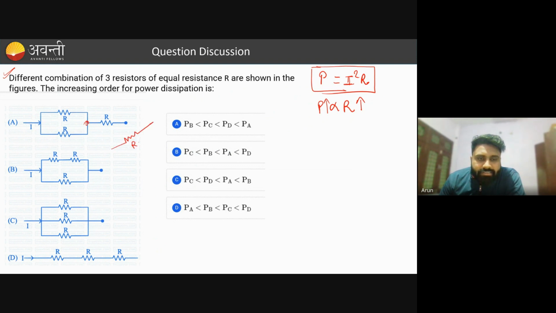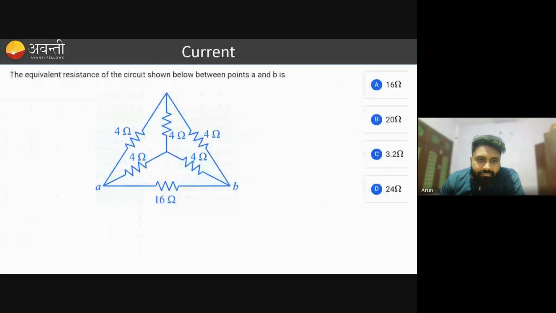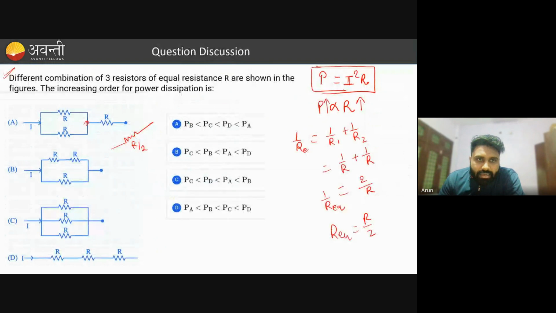The equivalent resistance will become R by 2, because in parallel, 1 upon R equivalent is 1 upon R1 plus 1 upon R2. If you put the value, it will be 1 upon R plus 1 upon R, so it will become 2 upon R, and that is 1 upon R equivalent. So R equivalent here will become R by 2 in case 1.